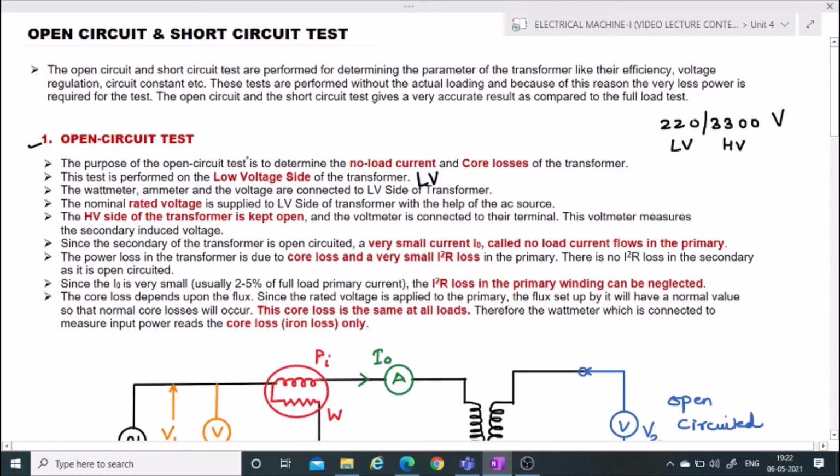The purpose of the open circuit test is to determine the no load current. From this test we will calculate no load current, that is I naught, and the core losses or iron losses. As this test is performed on low voltage side, all the instruments required are connected to the low voltage side of the transformer, that is wattmeter for power measurement, ammeter for current measurement, and voltmeter for voltage measurement.